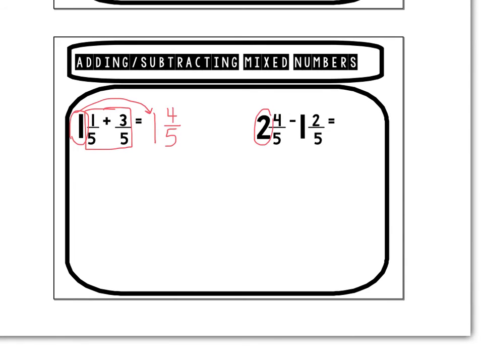Again, we're going to leave these two alone, and we're just going to look at our fractions. So we have 4/5 minus 2/5, which gives us 2/5, and then I can look at my whole numbers, and 2 minus 1 is 1. So my final answer would be 1 2/5.